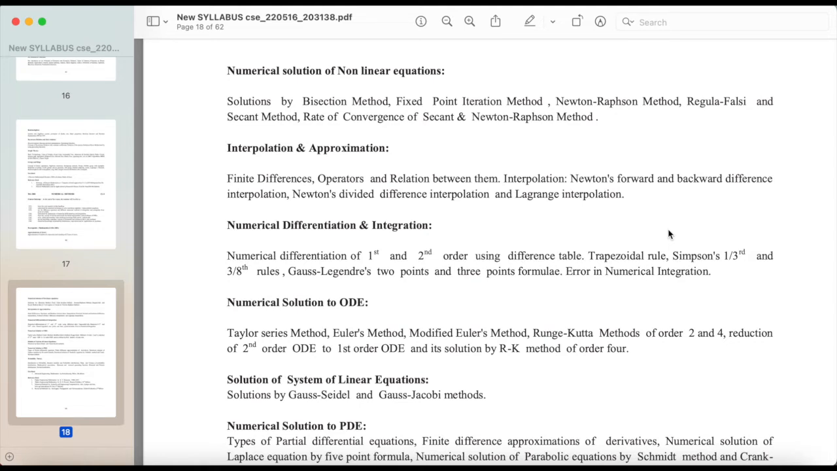Rate of convergence of secant and Newton-Raphson method, interpolation and approximation, finite differences, operators and relation between them. Interpolation: Newton's forward and backward difference interpolation, Newton's divided difference interpolation, and Lagrange interpolation. Numerical differentiation and integration: numerical differentiation of 1st and 2nd order using difference table. Trapezoidal rule, Simpson's 1/3 and 3/8 rules, Gauss-Legendre 2-point and 3-point formulae.